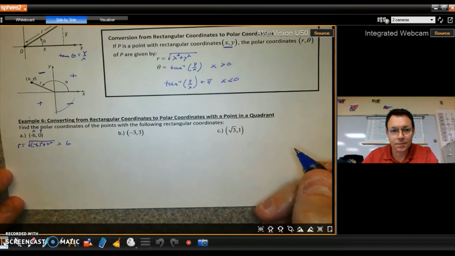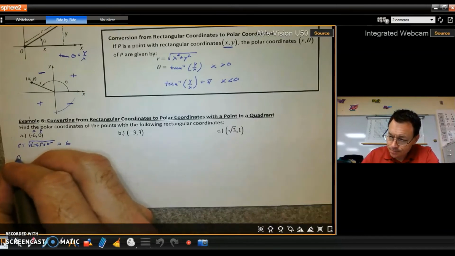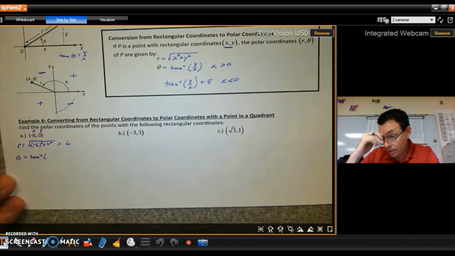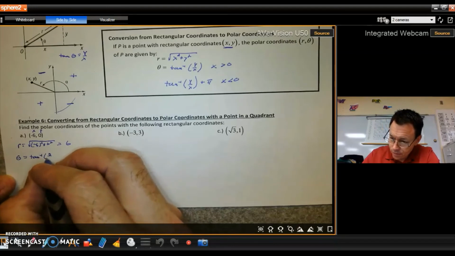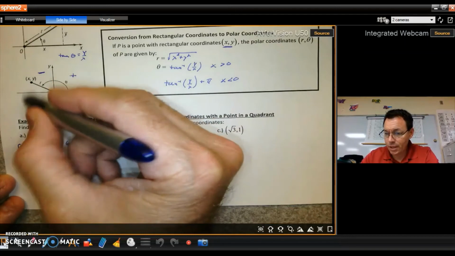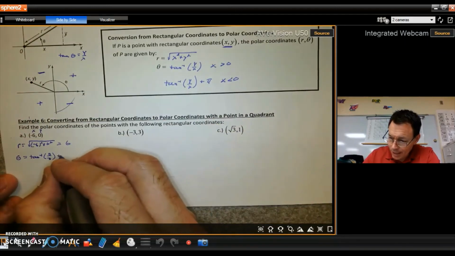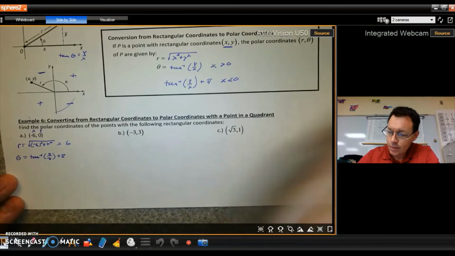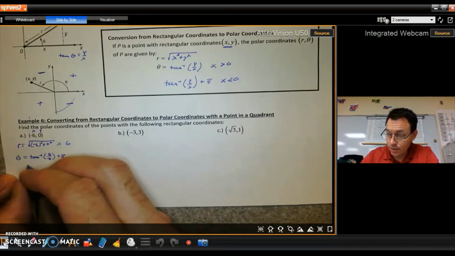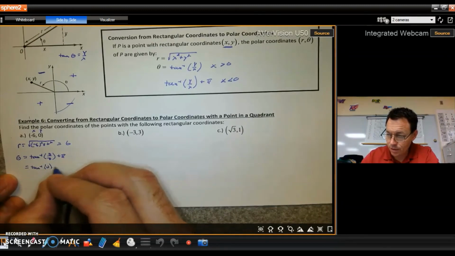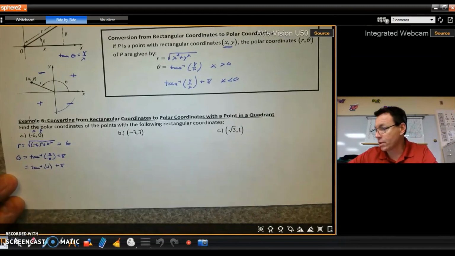That's it. That's our r. Our theta is going to be the inverse tangent of 0 over negative 6. But since our x is negative, which means we want to be over here somewhere, we're going to add pi to that answer. So, first off, 0 over negative 6 is 0. So that's what we're doing. We are doing the inverse tangent of 0, and then we're going to add pi to that afterwards.